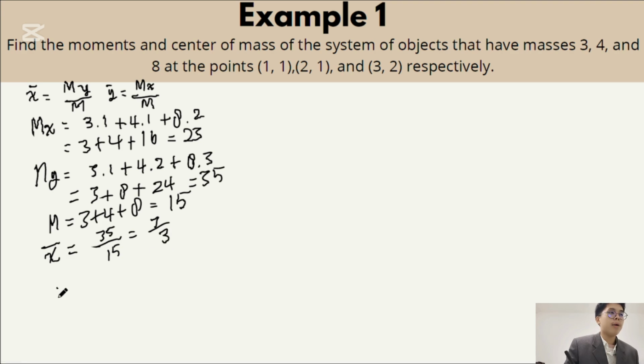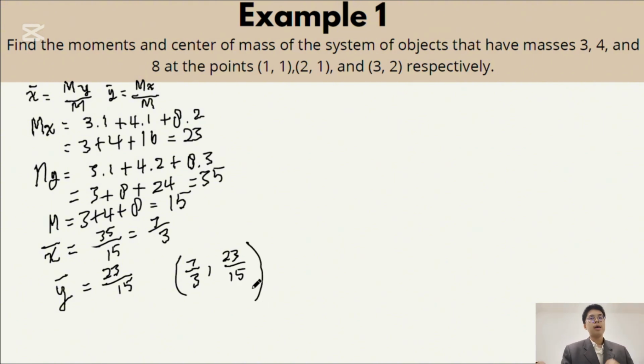Next we need to find y bar. The moment about x will be 23 over the total mass, which is 15. Then we get the center of mass. The center of mass is 7 over 3, 23 over 15. This will be the center of mass.